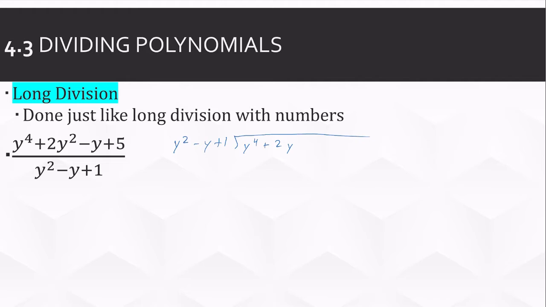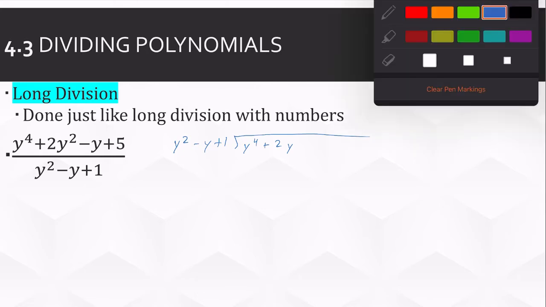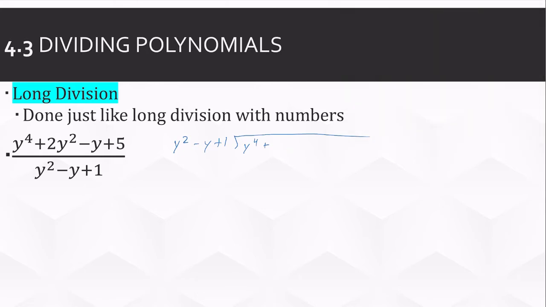Well, we're missing a y cubed on the top, so I need to put in a y cubed. And we don't have any y cubed, so it'll be 0y cubed. And then the 2y squared. And then minus y and plus 5. So we divide the first parts. Y to the fourth divided by y squared is y squared.